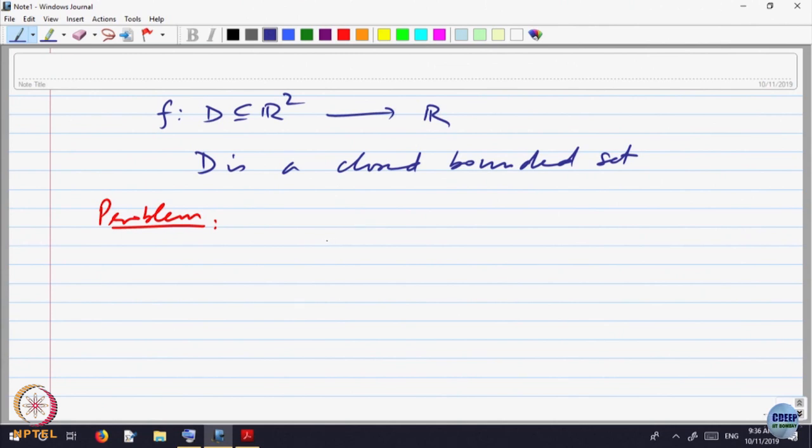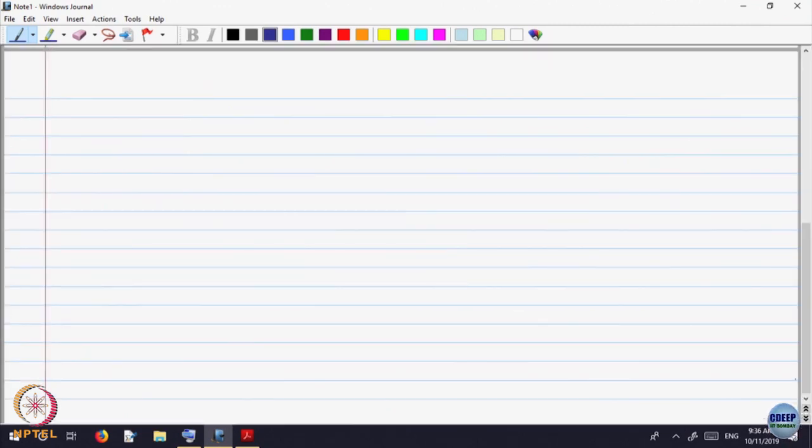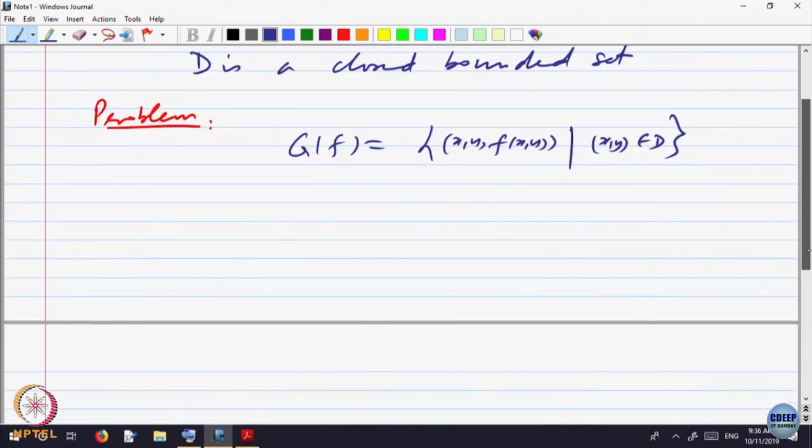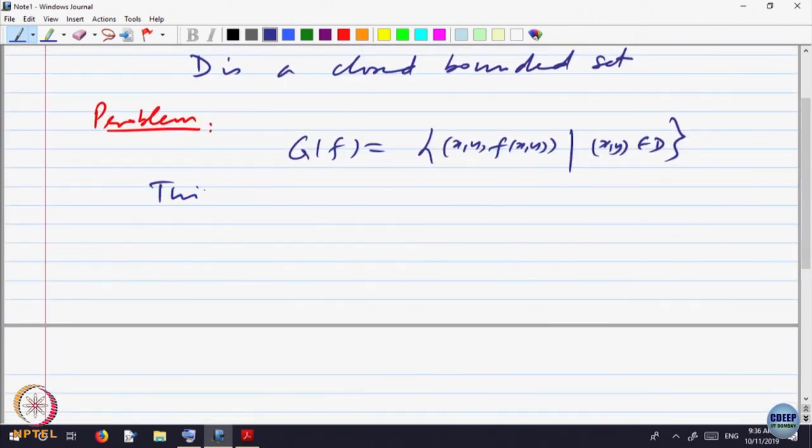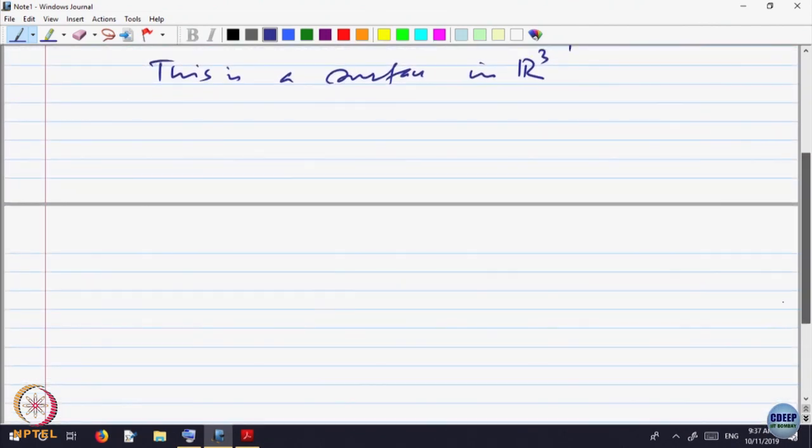So, what is that surface? So, graph of f is a surface which is (x, y, f of x y), x y belonging to the domain D. So, this is a surface in R3, right. The graph of a function of two variables is a surface in R3. Let us draw a picture of that so that we sort of understand a bit.